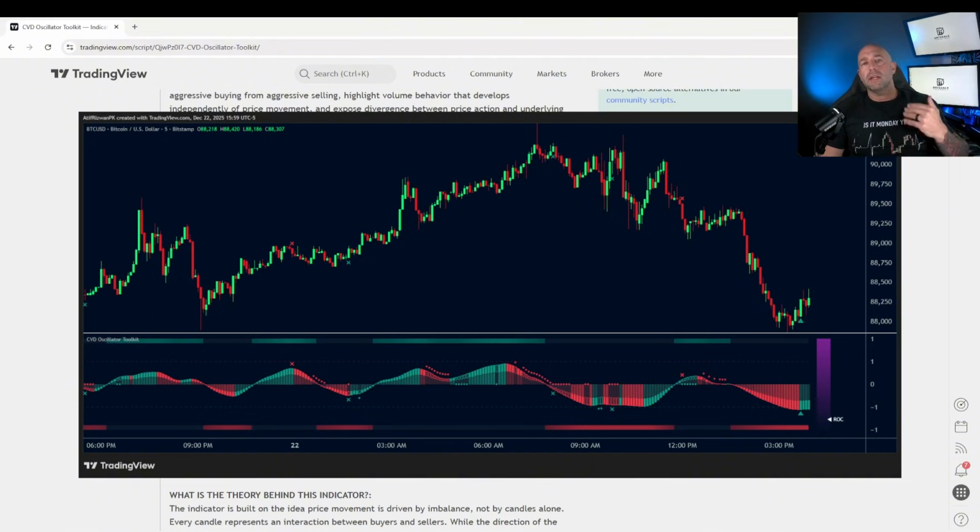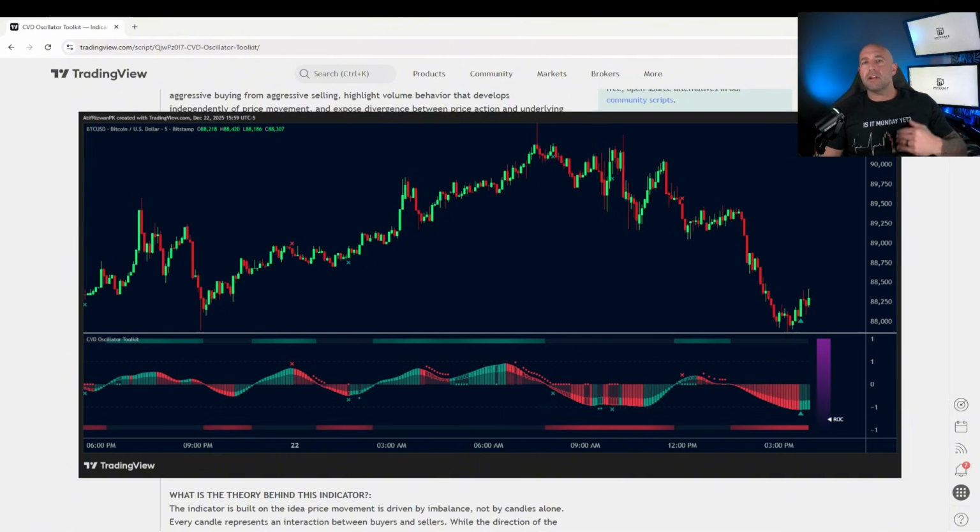For example, during consolidations where volume pressure may be building beneath the surface, during extensions where price continues to make new highs or lows while buying or selling pressure weakens, or during breakouts that lack sustained volume support. In many cases, shifts in buying and selling pressure can become visible through volume behavior before the price structure visibly updates. The indicator is designed to surface those changes without attempting to predict outcomes, allowing traders to interpret volume dynamics alongside their own price-based analysis.